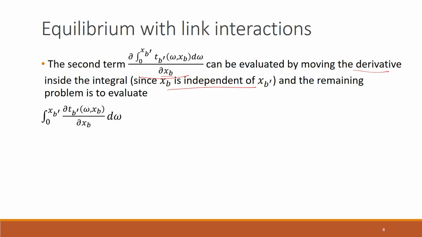Since the flow on link B is not dependent on the flow on link B dash, we can take this derivative inside the integral. When we do that, this is equivalent to this here. So we have taken the derivative inside the integral, and we now need to evaluate this.